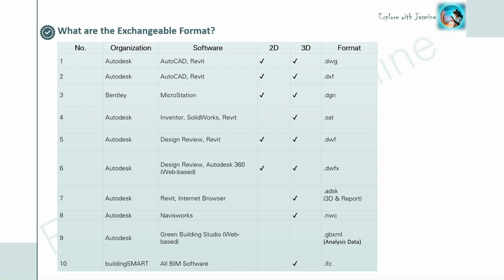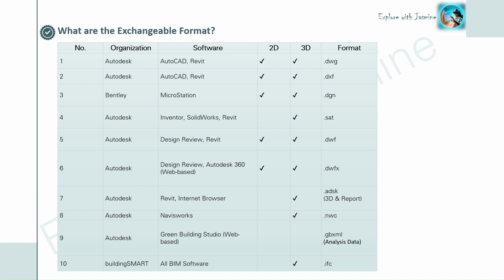DWG. DWG is Autodesk's common drawing format used in AutoCAD and Revit. It supports both 2D drafting and 3D modeling, and is also widely used for drawing exchange. DXF stands for Drawing Exchange Format. It is used for exchanging CAD data between different software platforms and supports both 2D and 3D information.